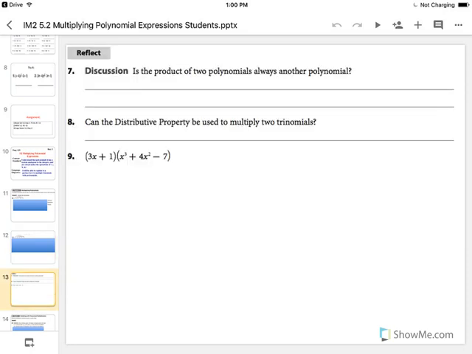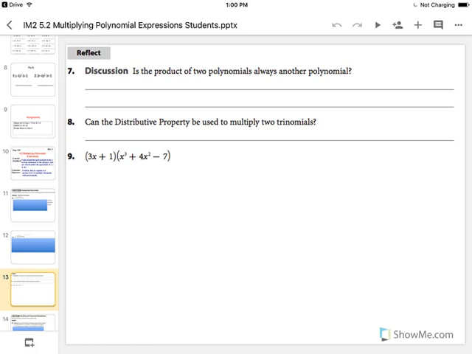Okay, so our reflection number 7, discussion. Is the product of two polynomials always another polynomial? The answer is yes. The product of two polynomials is always another polynomial because the operation of multiplication on polynomials is closed.